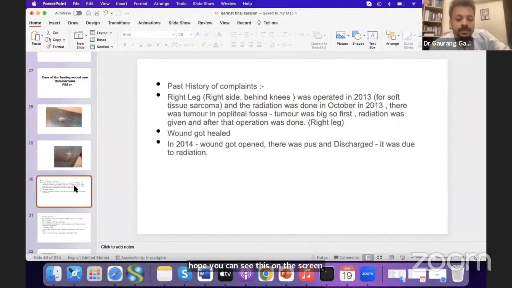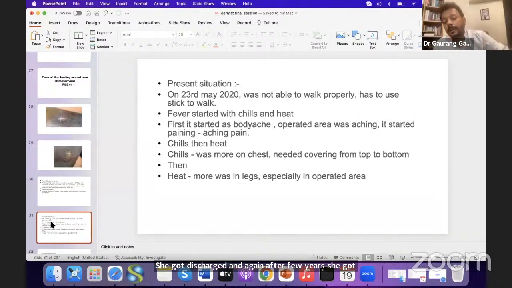And in this condition, the patient connected to us. In 2013, she had a soft tissue sarcoma. She had certain radiations, certain surgeries were done, and it improved. She got discharged, and again, after a few years, she got this recurrent infection. Because of this recurrent infection, she started getting a lot of chills, fever, body ache. She wasn't able to walk. In the operated area, there was a lot of pain, a lot of soreness, a lot of suffering.